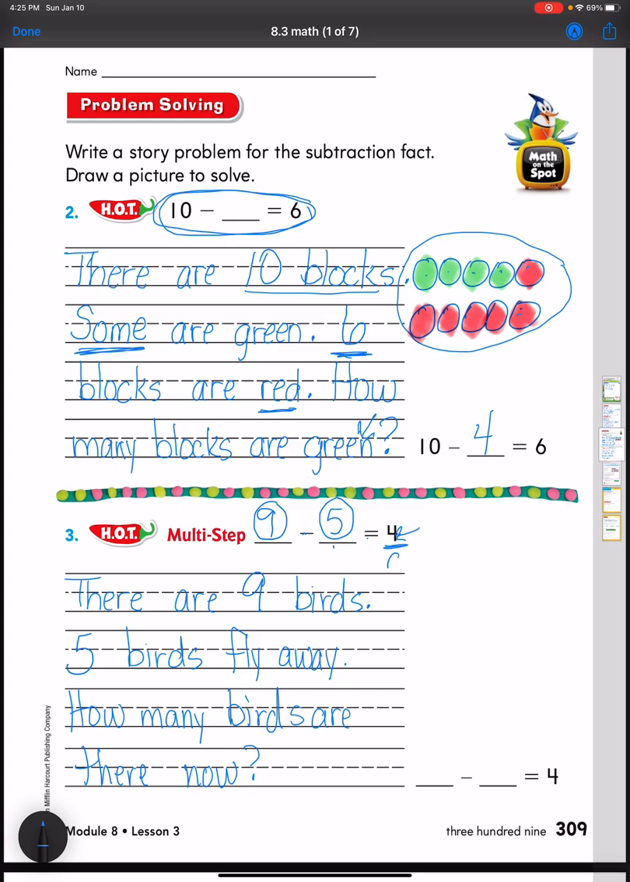I'm going to draw my 9 birds. 1, 2, 3, 4, 5, 6, 7, 8, 9. 5 are out of there. They're gone. We take them out, right? Because they flew away. We subtracted them. Am I left with 4? 1, 2, 3, 4. I am. That means in my word problem, 9 birds minus my 5 birds will equal my 4 birds. All right, remember to pause my video if you need to.